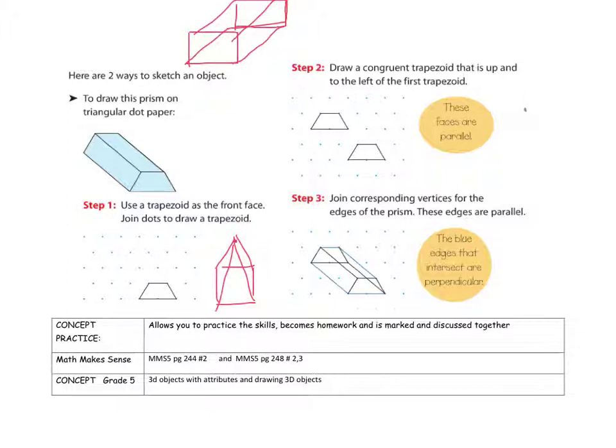All right, that being said, you're moving on to your concept practice. Page 244, number 2, and page 248, numbers 2 and 3, describing 3D objects. And again, I would recommend for 3D objects using pencil crayons of different colors to describe your shapes. You might have to somewhat draw them in order to be able to describe them. So that's where the drawing part comes in. If you're having some trouble with that, let me know as well.